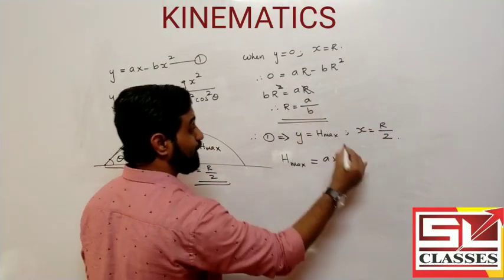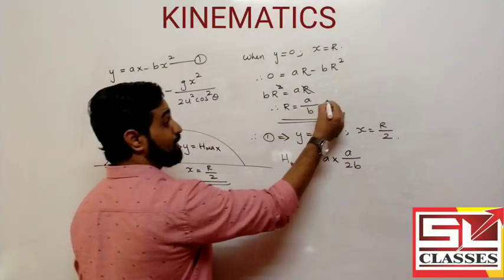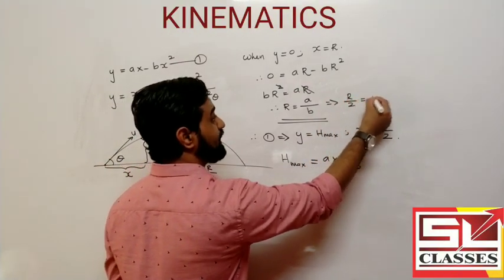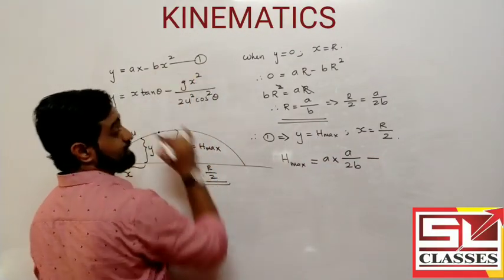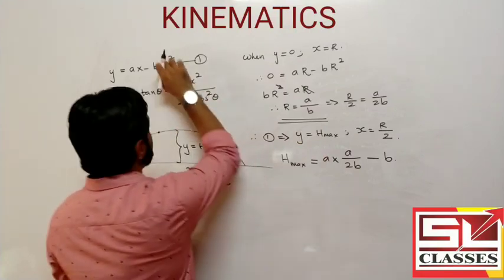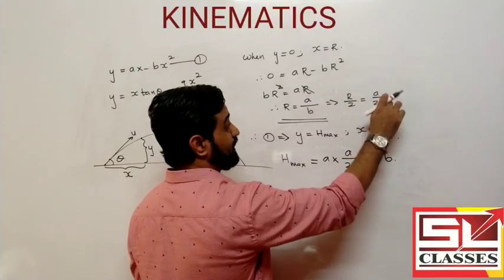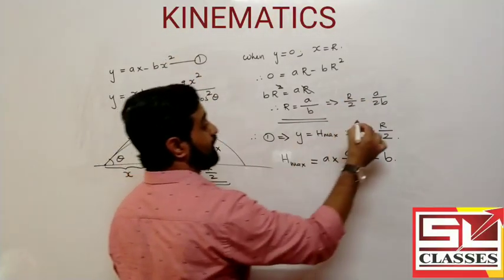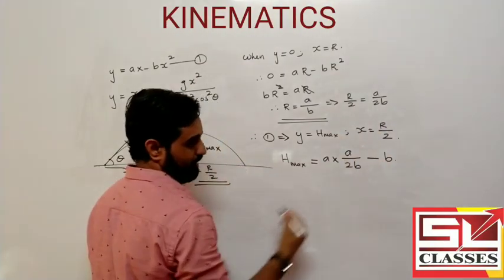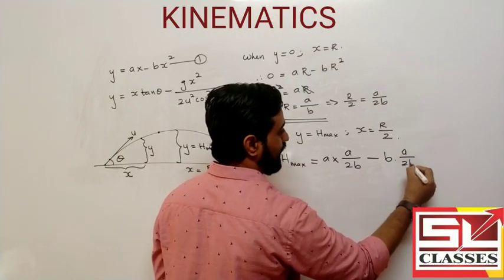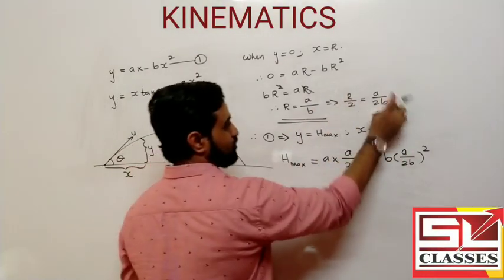What is r? R is a by b. So a by 2b, we have to write r by 2. R is a by b. Therefore r by 2 is a by 2b. So a by 2b minus b into x square, where x is r by 2, where r by 2 is a by 2b. So x square becomes a by 2b the whole square, right? X is r by 2, where r by 2 is a by 2b.